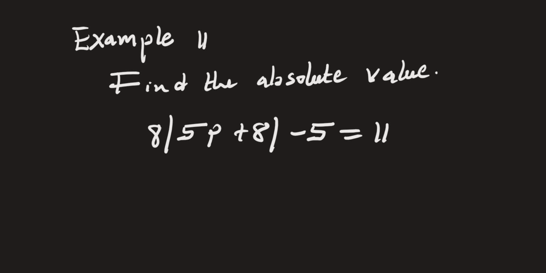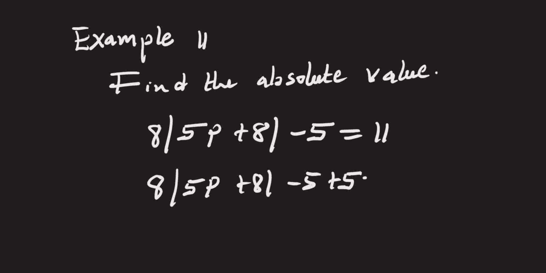So first we are going to add 5 to both sides, and this will become 8 times the absolute value of 5p plus 8 minus 5 plus 5 equals 11 plus 5. So negative 5 plus 5 is 0. So you can strike it from here.